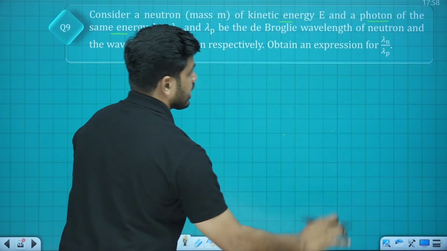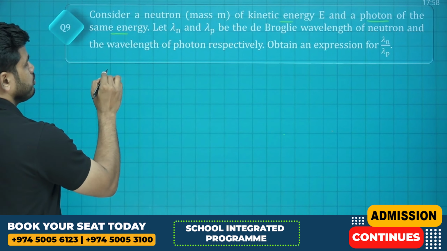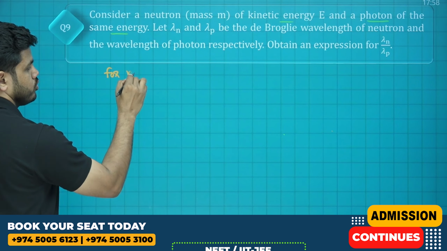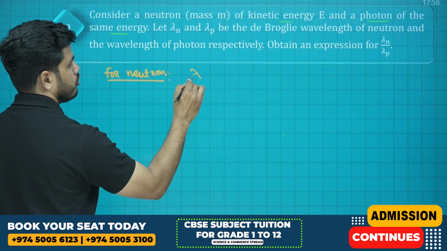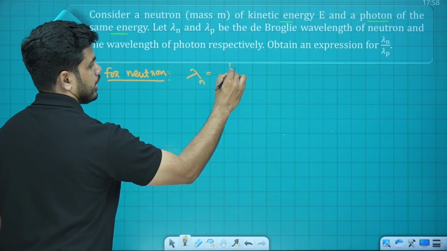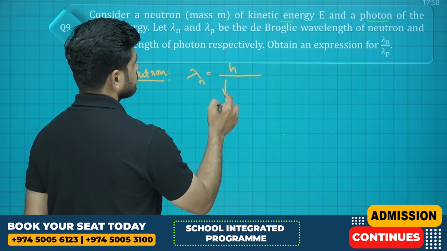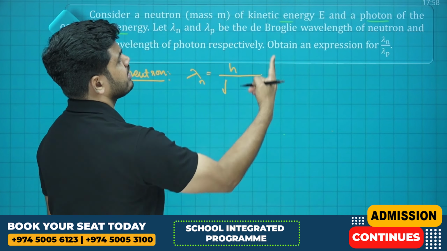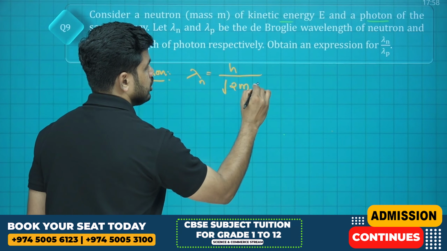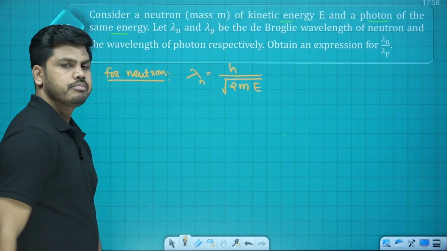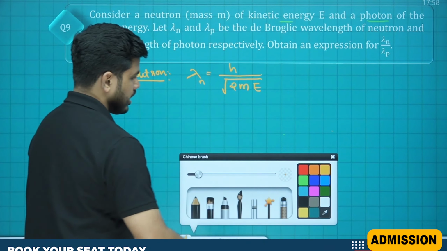So the equation in terms of kinetic energy we are going to take. Let us go for neutron first. We know lambda of neutron is equal to h by root of, it is given in terms of kinetic energy and mass. So we can go for 2m into E, correct? Kinetic energy E. Okay. See, this is the expression for lambda n.